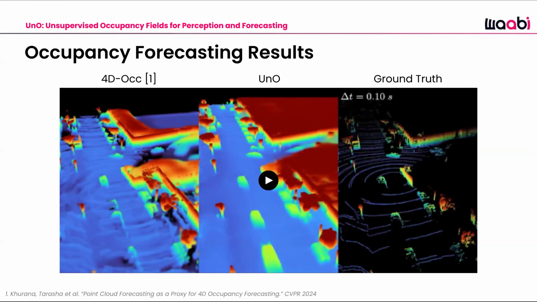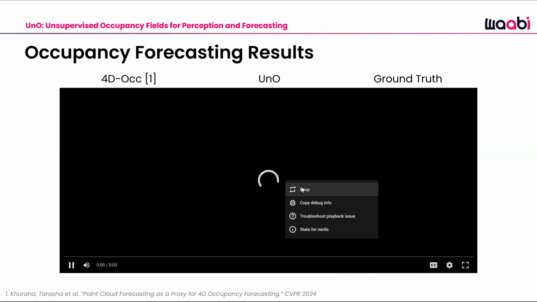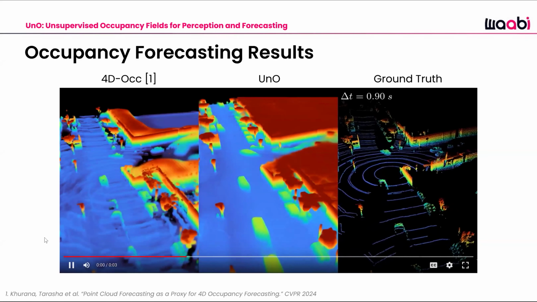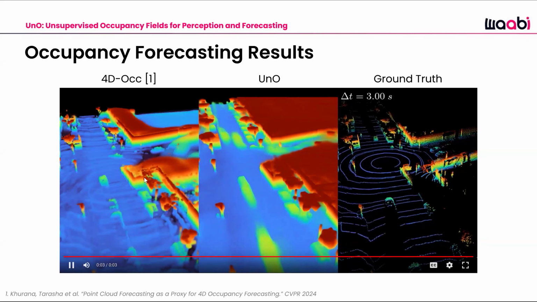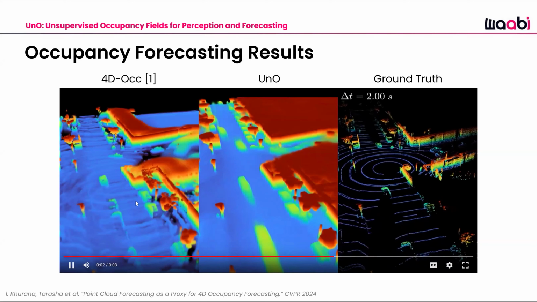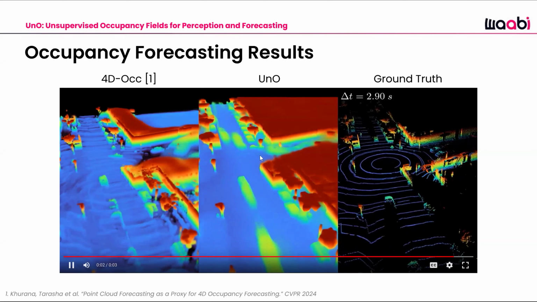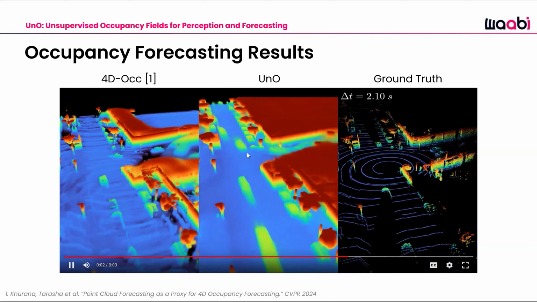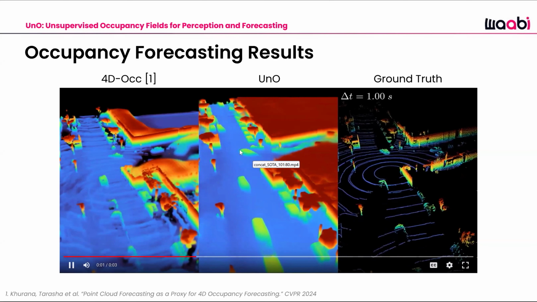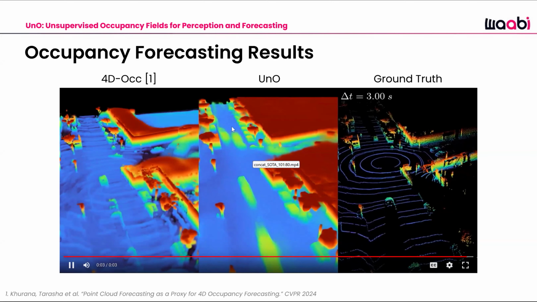So here we can look at the 4D occupancy forecasts underlying these point cloud predictions of both UNO and the previous year's method, 4D-Occ. So here you can see that 4D-Occ struggles to generalize beyond the point cloud input and predicts all actors to be static, whereas UNO has a good understanding of the dynamic actors. And again, you see this turning vehicle here represented well in the occupancy and the cyclist here.